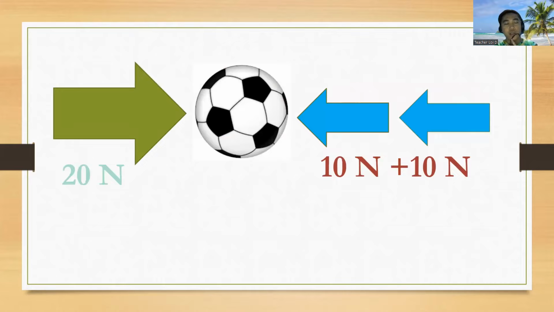Okay, this one, 20N and then 10N plus 10N. May force A, may force B and C. Force B and C, papunta sila sa left. Okay, yung isa naman, yung 20N, papuntang right. So, ano yung resultant force dito? Pag mahiyang nag-share, share nyo sa comment box.